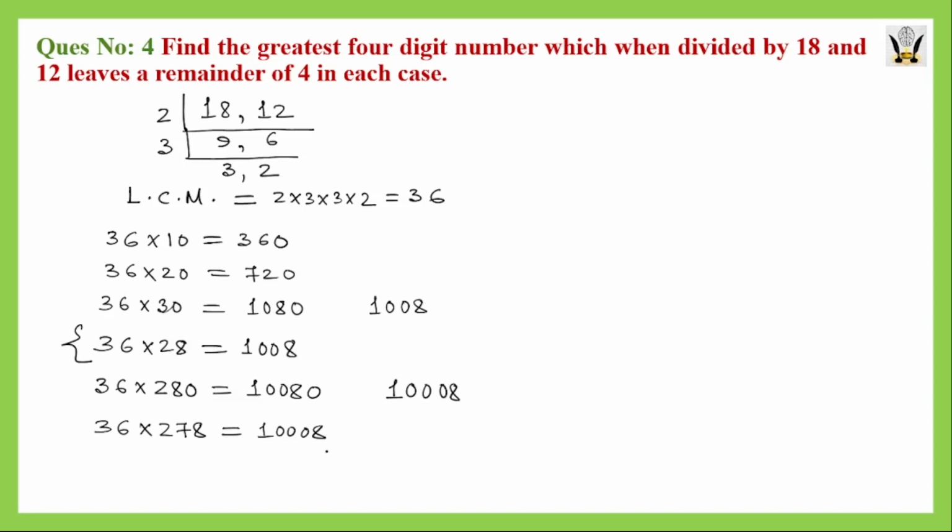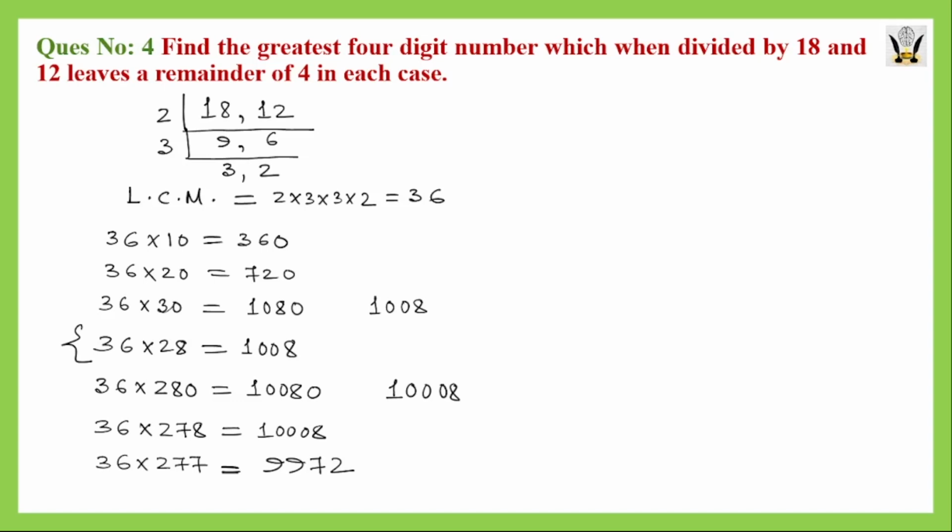And this is one of the ways we can solve our problem. So finally, 36 multiplied by 277, that is, we are subtracting one more 36, so that value will become 9972. So 9972 is the greatest 4-digit number which is divisible by 18 as well as 12.